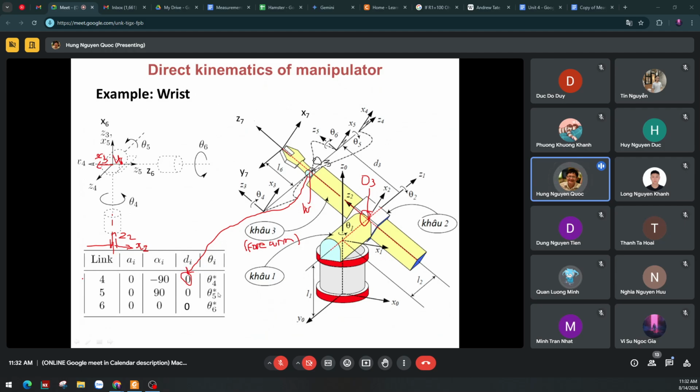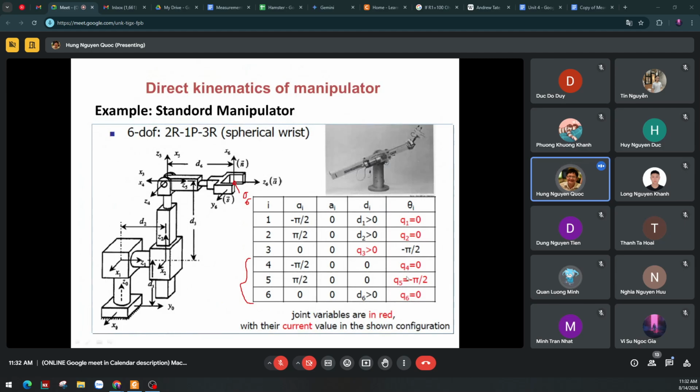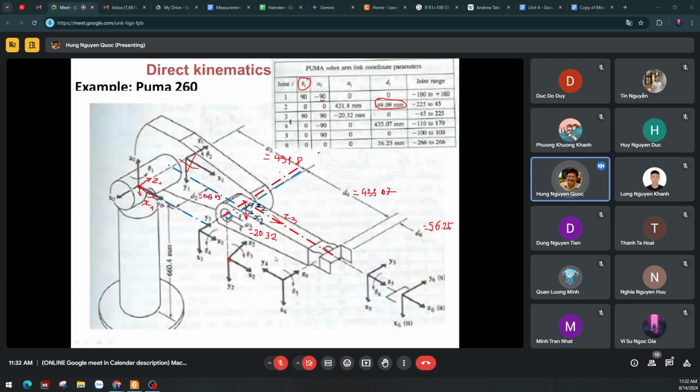You just copy from this one and put it here. You can check. You only need to do the first 3, and for the rest you just copy and put there. And this is also the Puma robot. It's very complicated, and if you understand this one, you understand everything about robots. The next day I will go through this one with you.